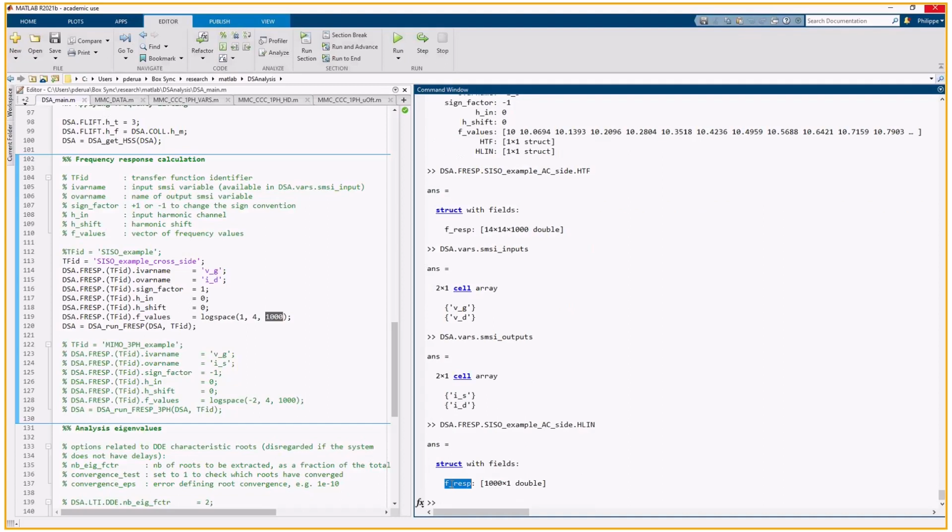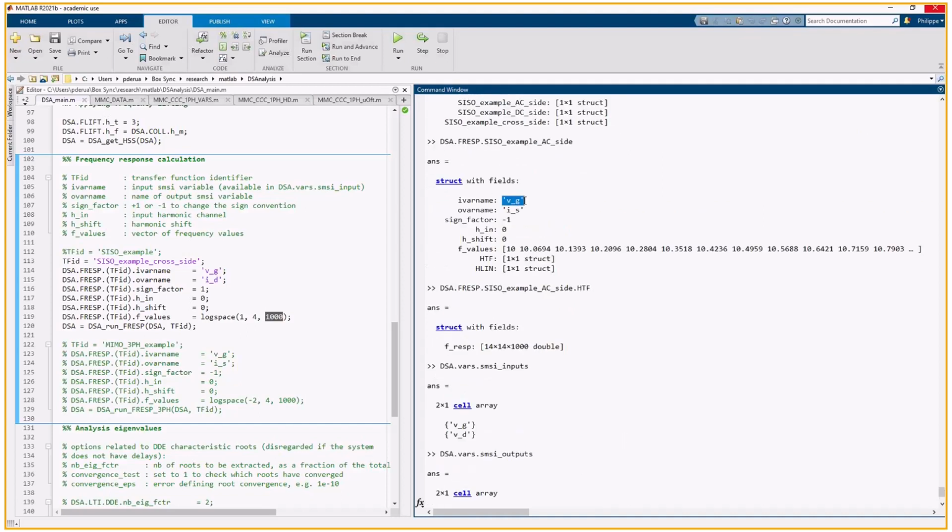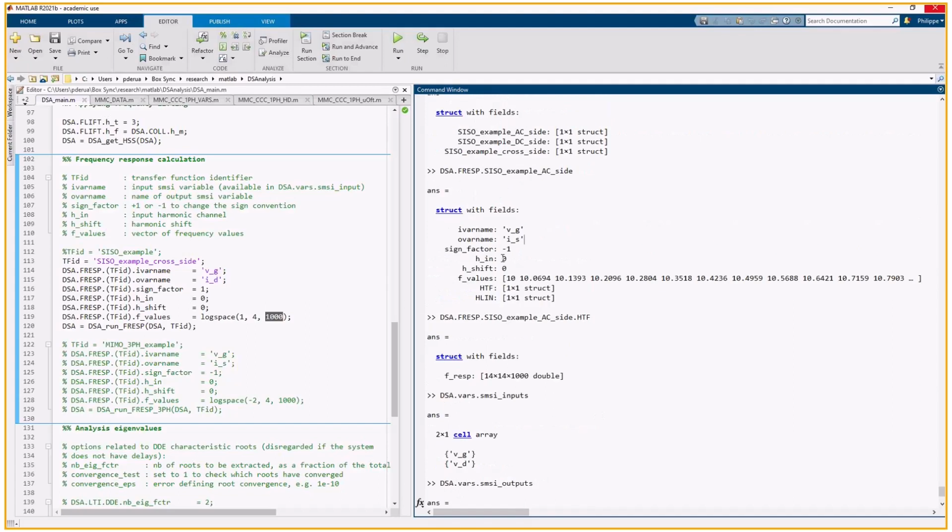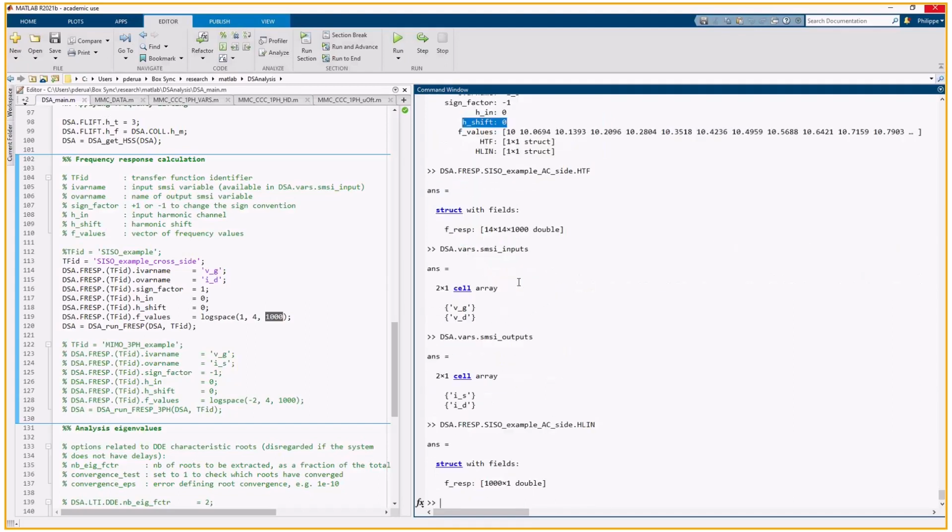Here we only have one, and this harmonic linearization is the one that actually corresponds to only the response from this input variable to this output variable. And also for this particular input harmonic channel without harmonic shift, this is exactly what harmonic linearization does.